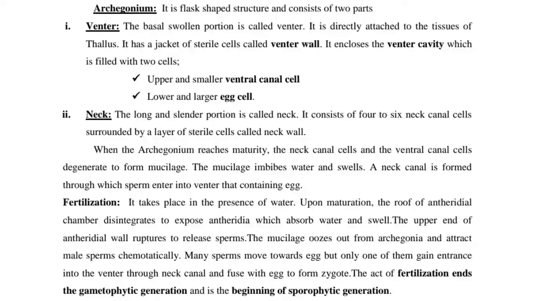The upper end of the antheridial wall ruptures to release sperms. The mucilage oozes out from archegonia and attracts male sperms chemotactically. Many sperms move towards the egg, but only one of them gains entrance into the venter through the neck canal and fuses with the egg to form a zygote. The act of fertilization ends the gametophytic generation and is the beginning of the sporophytic generation.